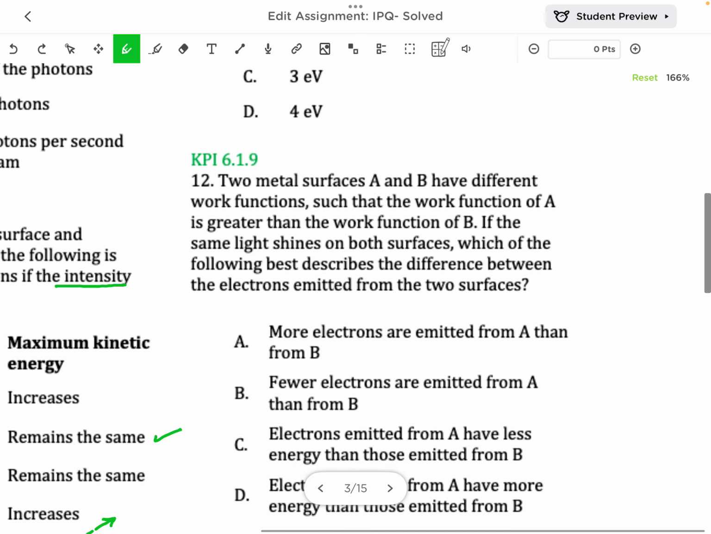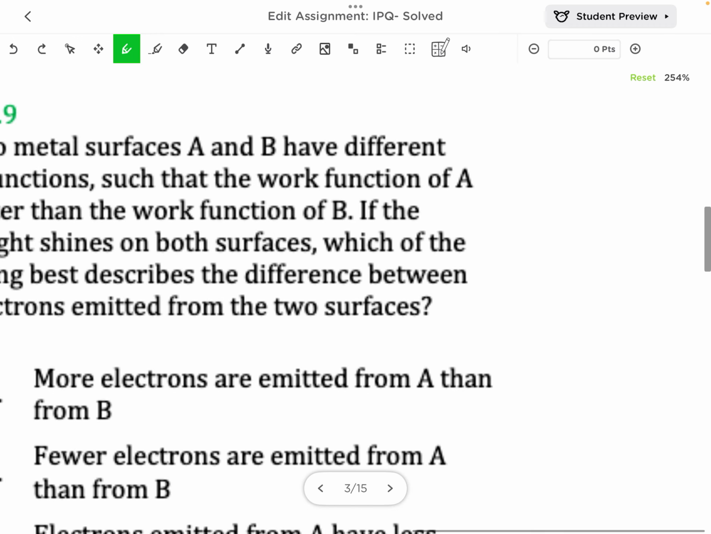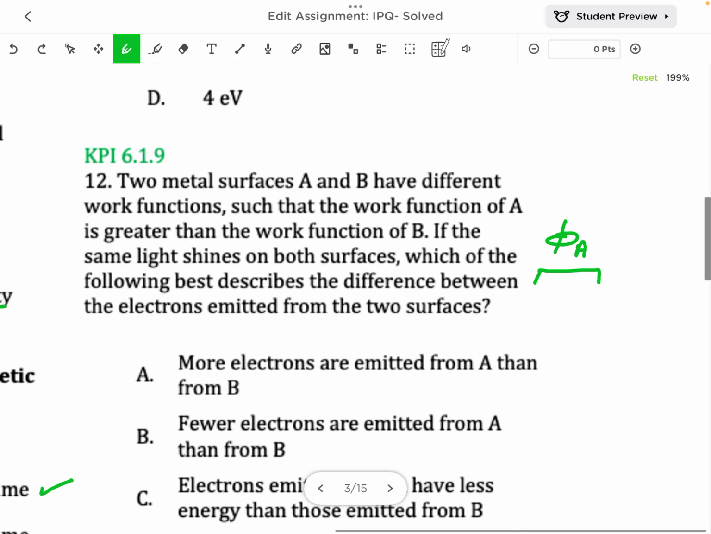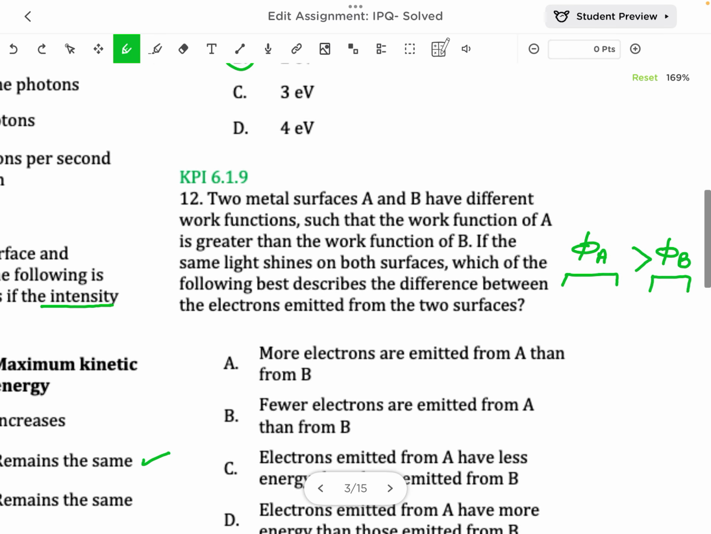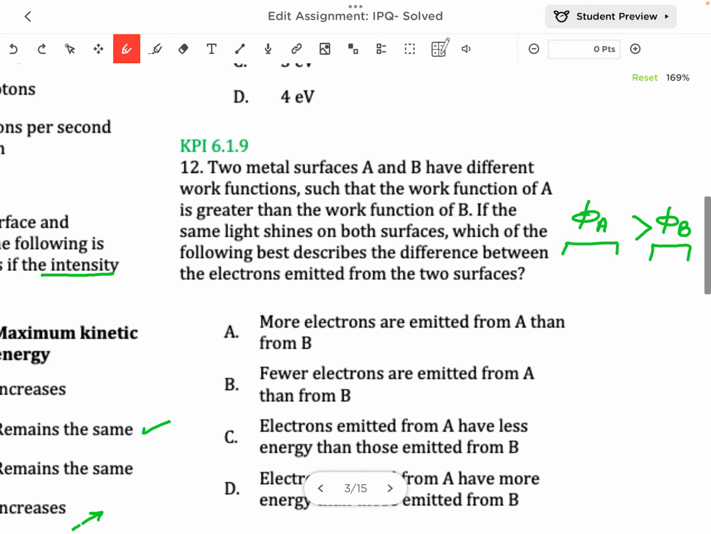Two metal surfaces, A and B, have different work functions such that the work function of A is greater than the work function of B. If the same light shines on both surfaces, which of the following best describes the difference between the electrons emitted from the two surfaces? I will send the same amount of energy onto A and onto B. He did not mention anything about the brightness.